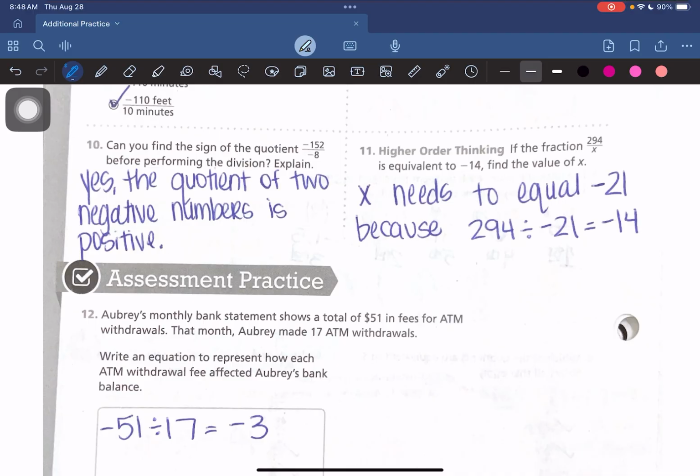Number 11, if the fraction 294 divided by x is equivalent to negative 14, find the value of x. We can see here that x needs to equal 21 because 294 divided by negative 21 equals negative 14.